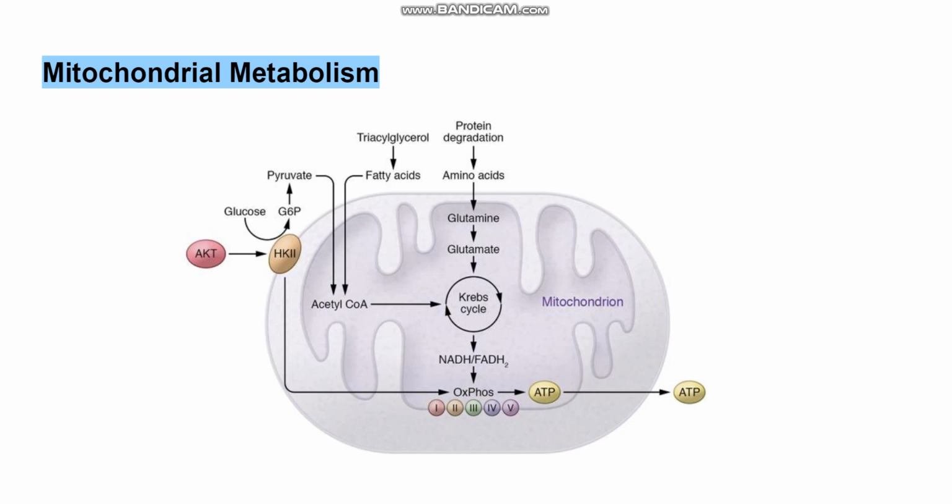Now another reaction is fatty acids, which can be brought into the matrix of the mitochondria, can go through metabolic reactions and become acetyl-CoA once again. And this is called beta oxidation. So beta oxidation is with fatty acids brought into the matrix of the mitochondria to become acetyl-CoA. This is called beta oxidation.